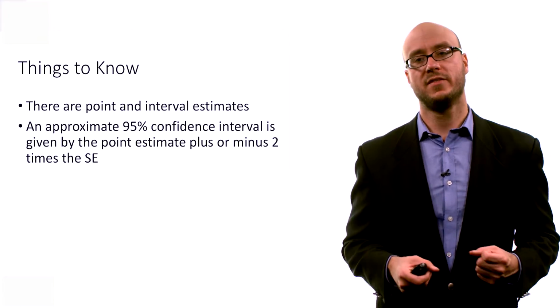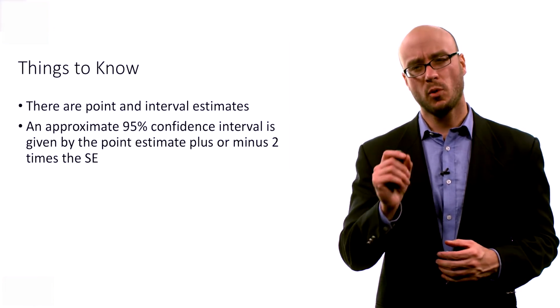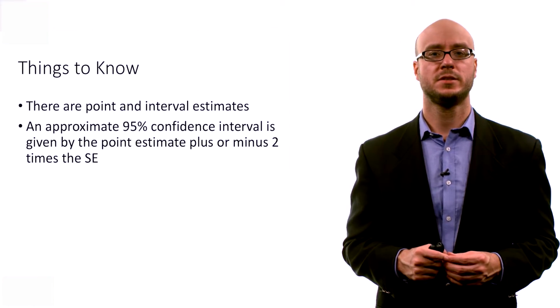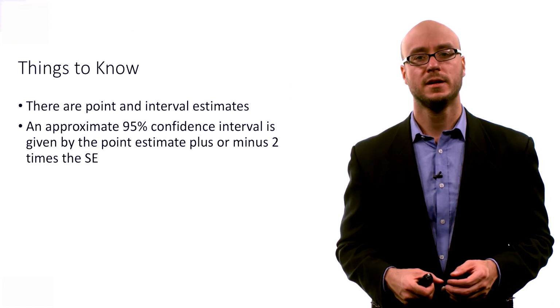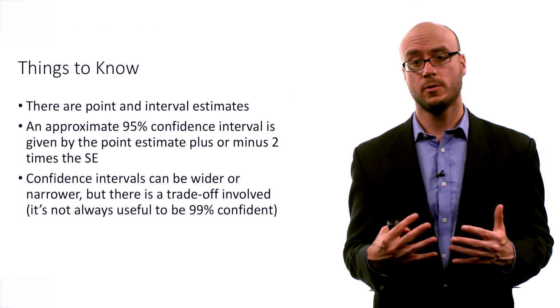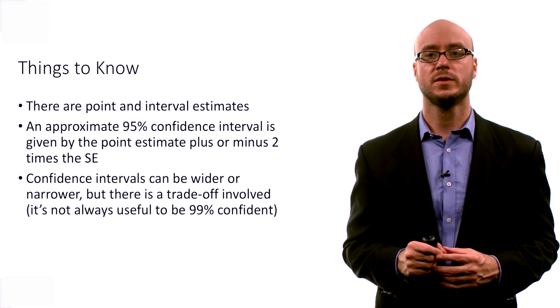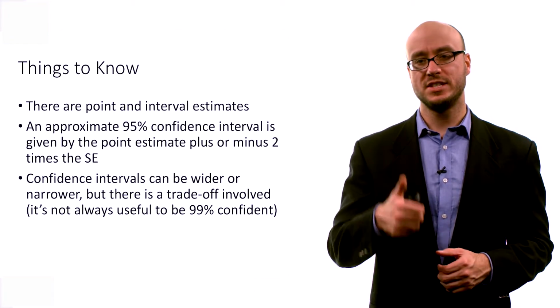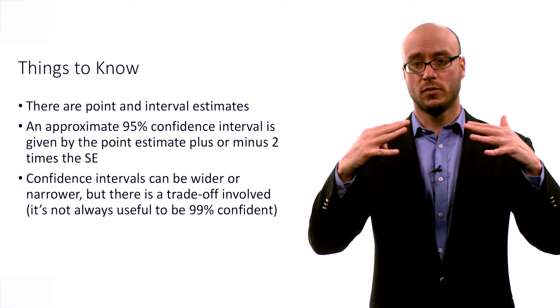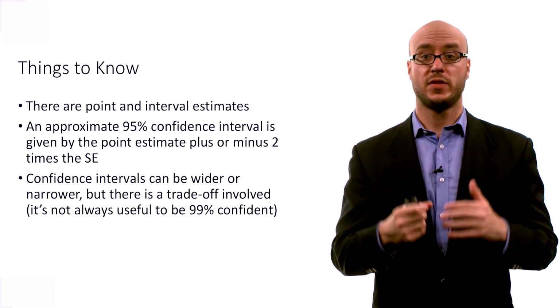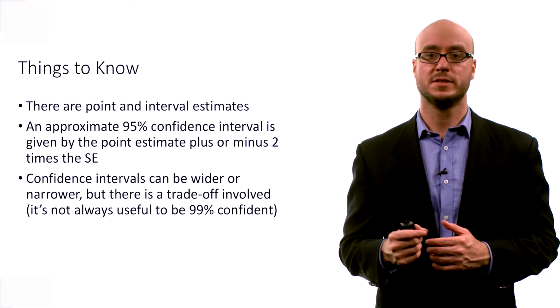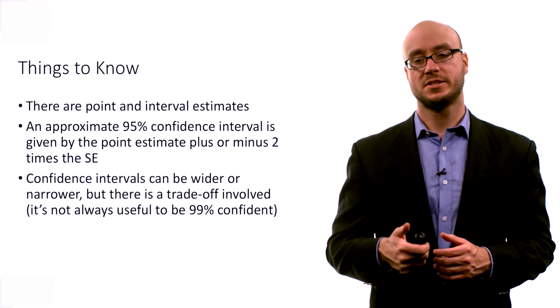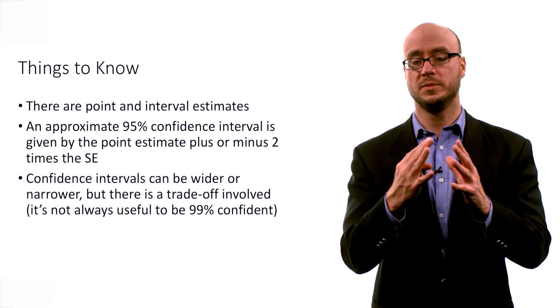So an approximate 95% confidence interval is given by the point estimate plus or minus 2 times the standard error. Confidence intervals can be wider or narrower, but there's a trade-off involved, meaning with a higher level of confidence, that value of z star is going to be larger, and your interval is going to be wider. With a lower level of confidence for a given sample size, that z star is going to be smaller, and then your interval will be smaller.